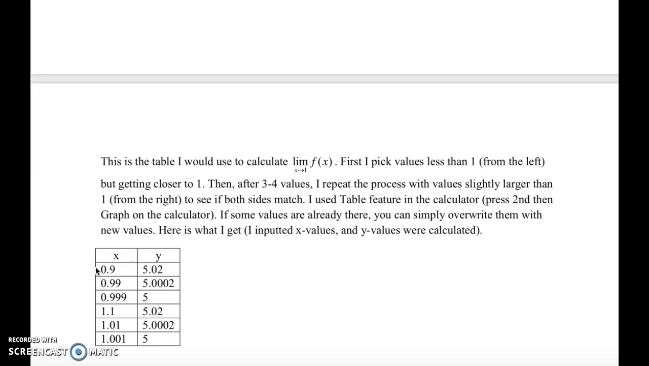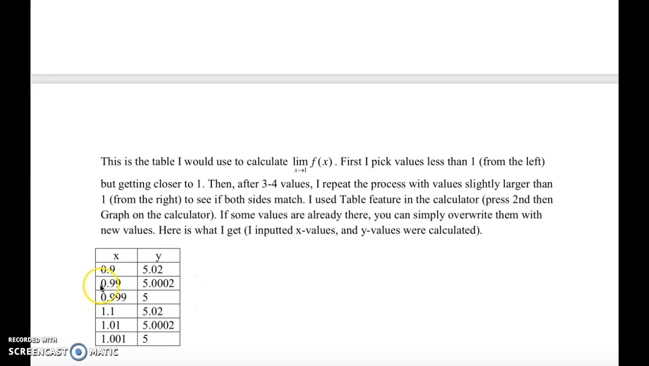If I put in 0.9, I get a value of 5.02. That's pretty close to 5, but that's not enough to tell me that the limit is 5. So I want to get a little closer to 1, so I'm going to do 0.99. Now that's getting really close to 1, even closer than 0.9 was. If I put that in there, I get 5.0002. That's really getting closer to 5. But just to make sure, I want to do at least one more value.